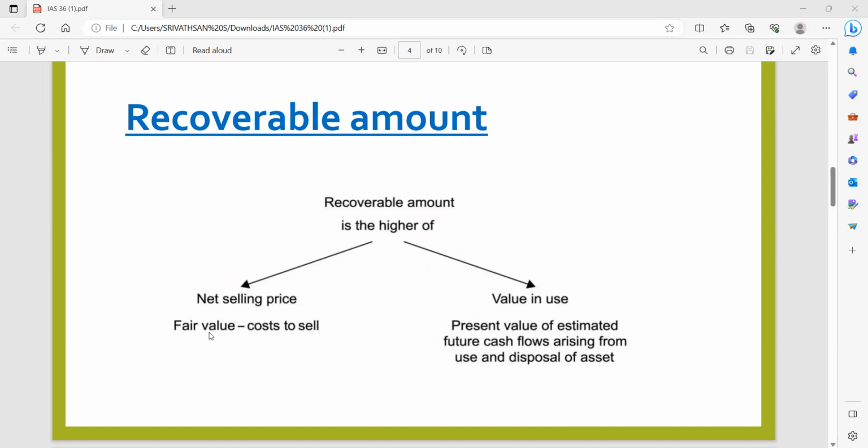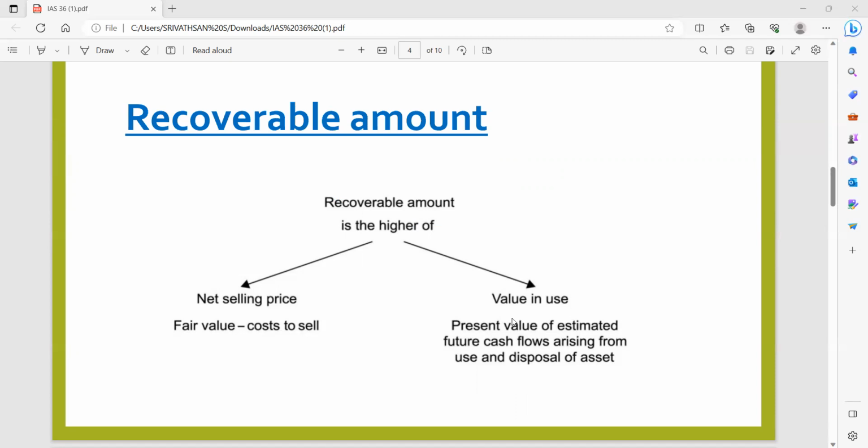The fair value is nothing but the market value of an asset, or the price at which you sell the asset in the market. And costs to sell is nothing but the cost that you have to incur in order to execute the sale. To put it simply, it is just the cost of disposal of an asset. Without incurring these costs, you cannot sell the asset.